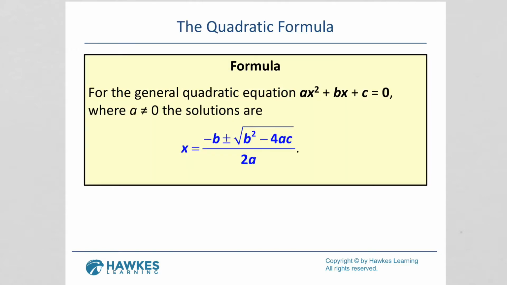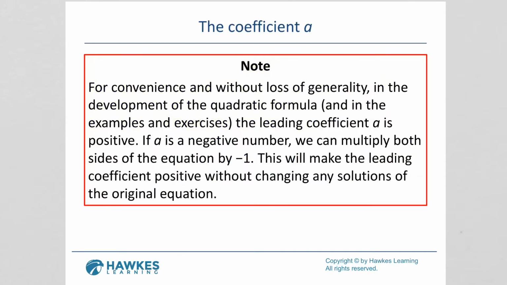The quadratic formula: for the general quadratic equation ax squared plus bx plus c equals 0, where a is not equal to 0, the solutions are x equals the opposite of b plus or minus the square root of b squared minus 4ac, all over 2a.